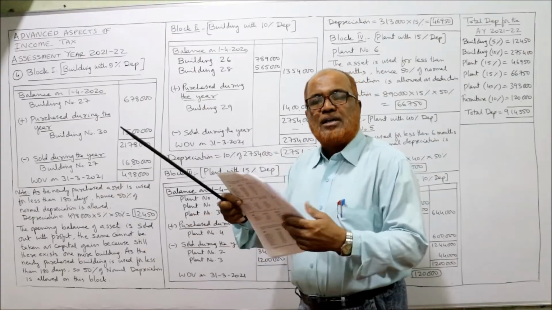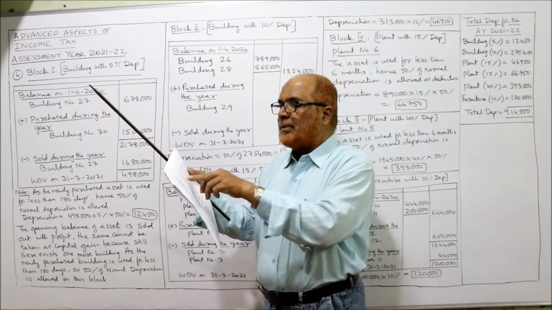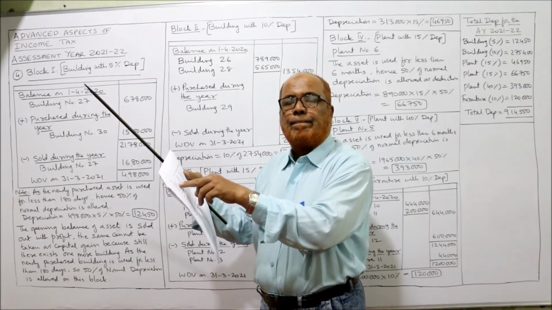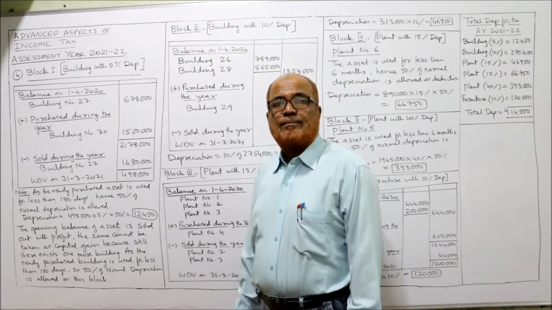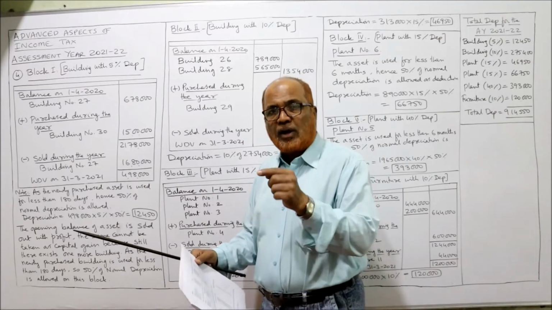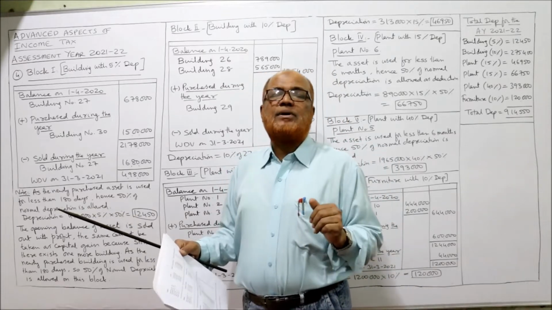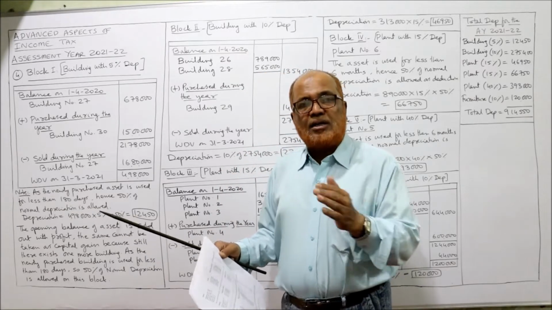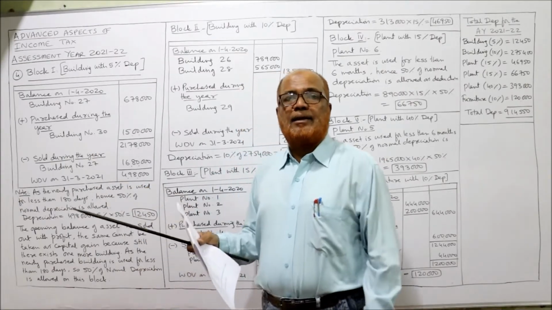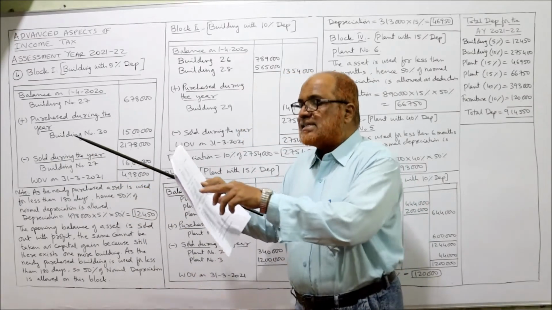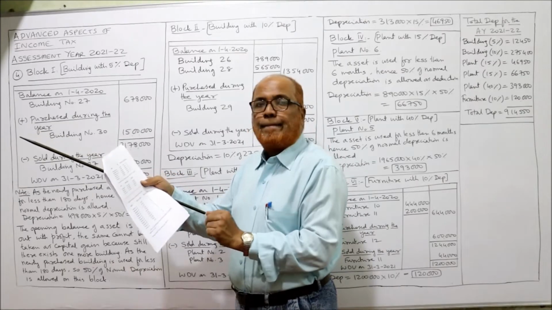Now purchased. See any purchase of building with 5% depreciation? Yes, one building is there. Building number 30. It is used for less than 6 months. That means 50% of normal depreciation will be allowed. It should not be included in the block, but it should be calculated separately. But in the sale of assets, you can see the assets sold are building number 27.